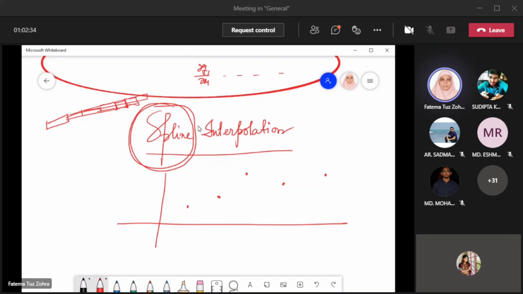That means from this point to this point, I don't know what is the exact path, but I am trying to connect these 2 points with a straight line. Again, I am connecting these 2 points with a straight line. So 2 consecutive points we are going to connect with small pieces of function. That process is known as interpolation, and these pieces of functions are known as spline. Every piece is known as spline. Is that clear? What is spline interpolation?